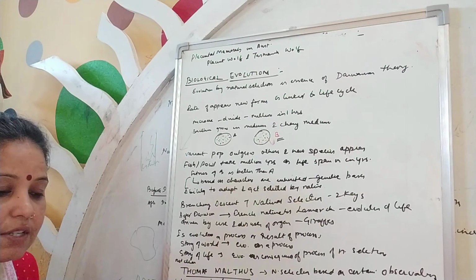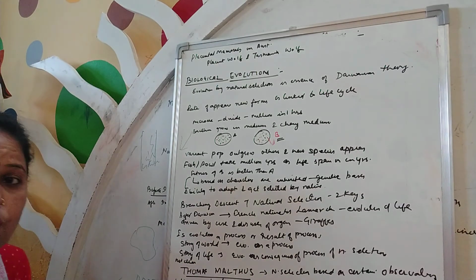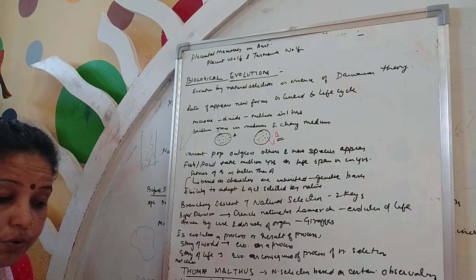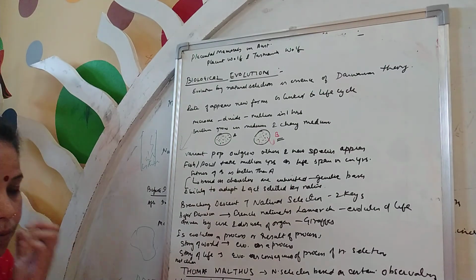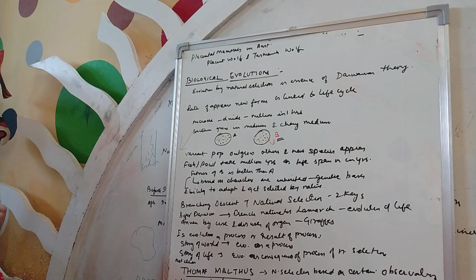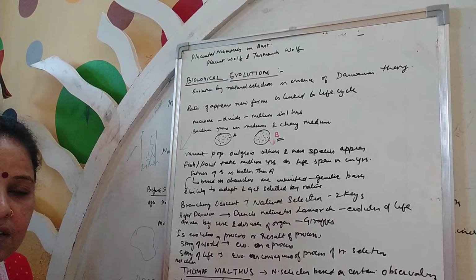In the next lecture we will study the next topic of evolution. Hope you understood. Please go through the textbook. It will help you a lot, because homologous, analogous and natural selection are the important topics of this chapter.